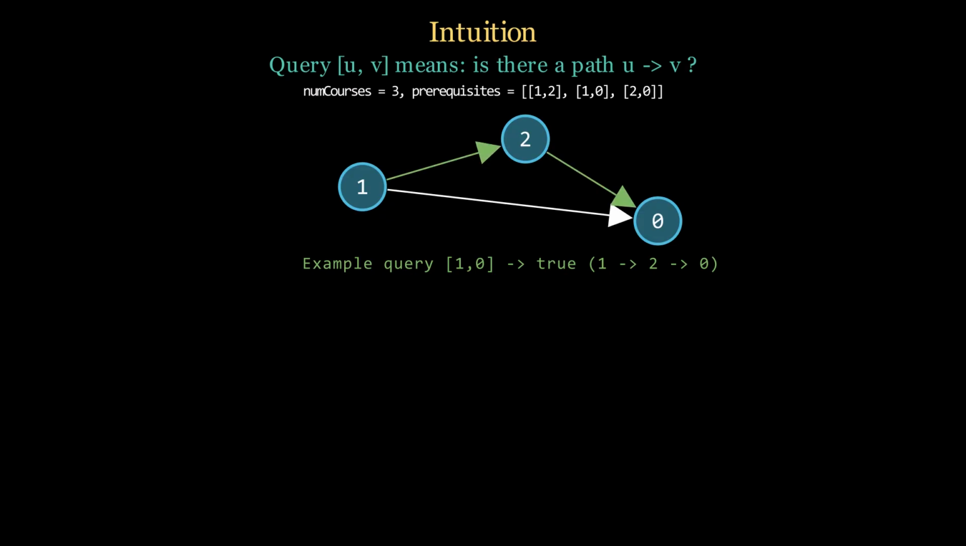Think of each query as a path check in the prerequisite graph. Query 1 to 0 is true because a path exists, 1 to 2 to 0. Query 0 to 1 is false because there is no directed path from 0 back to 1.